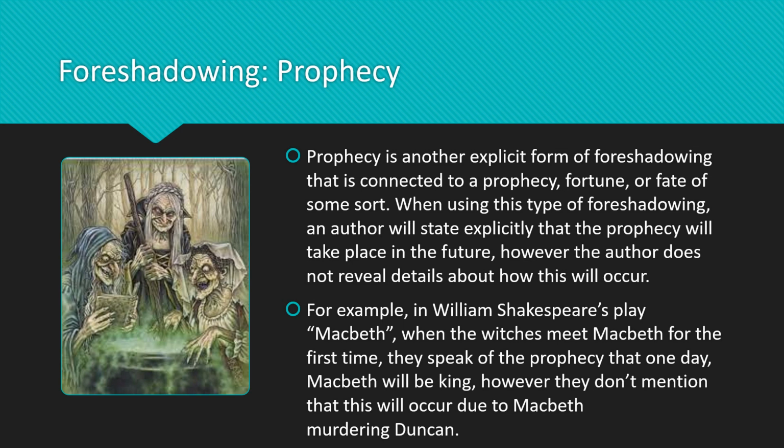Each of these 5 types of foreshadowing are used to achieve a different response from the reader. When used correctly, this literary device can make a good story into a great story.